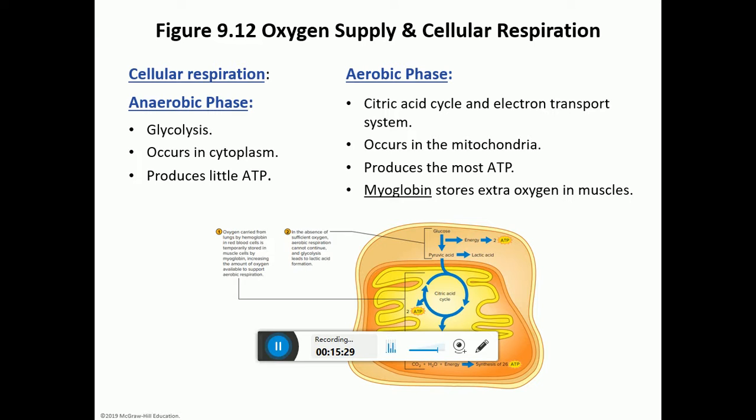Luckily enough, muscles have what is known as myoglobin, which is kind of a cousin of hemoglobin. And myoglobin is able to store extra oxygen in the muscles, and that's why most of our muscle fibers are able to go through this aerobic phase of respiration.